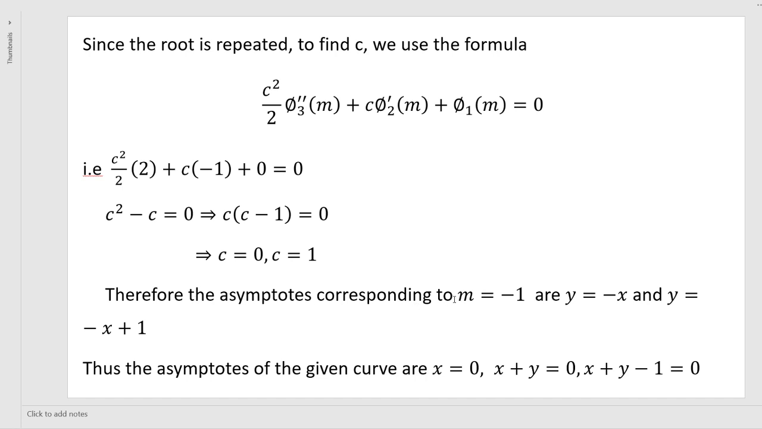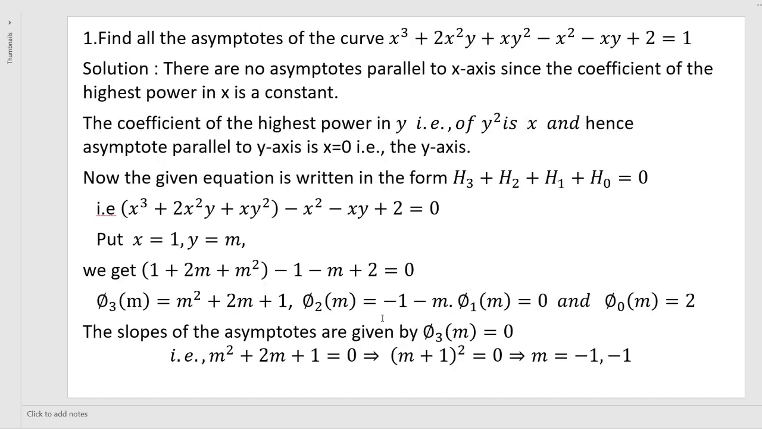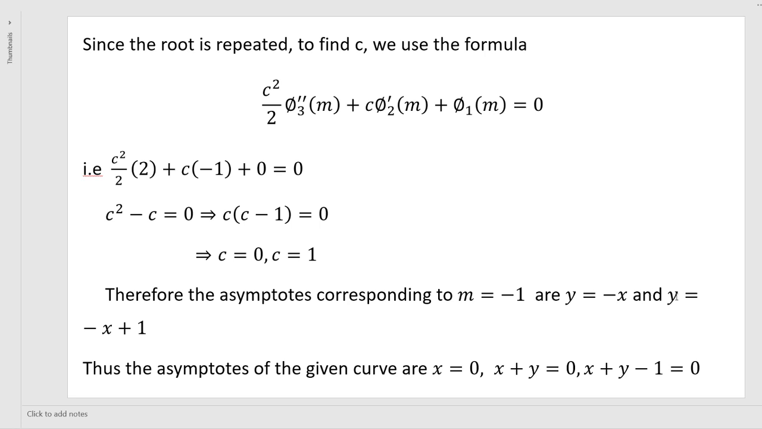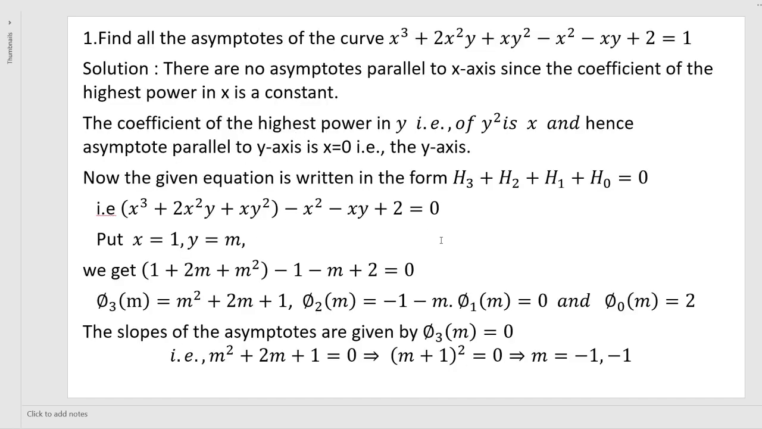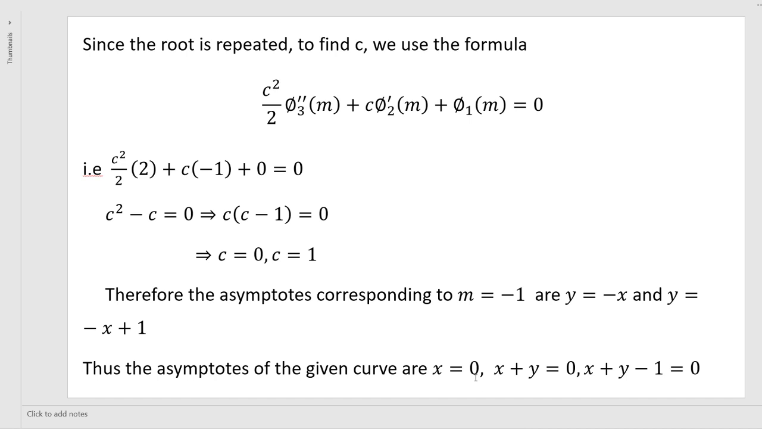Therefore, the asymptotes corresponding to m is equal to minus 1: y is equal to mx plus c. For c equal to 0, y is equal to minus x plus 0, and for the other root, y is equal to minus x plus 1. So these are the oblique asymptotes, and the asymptote parallel to the axis is x is equal to 0. So these are the three asymptotes of the given curve.